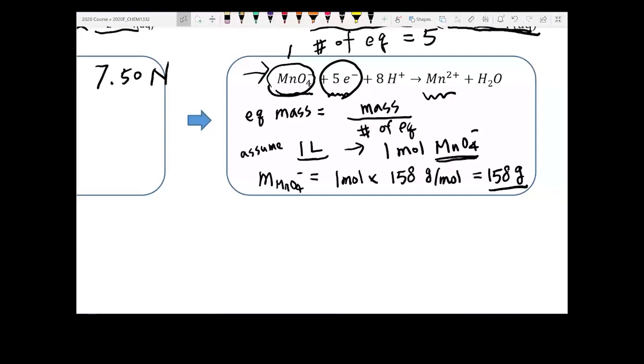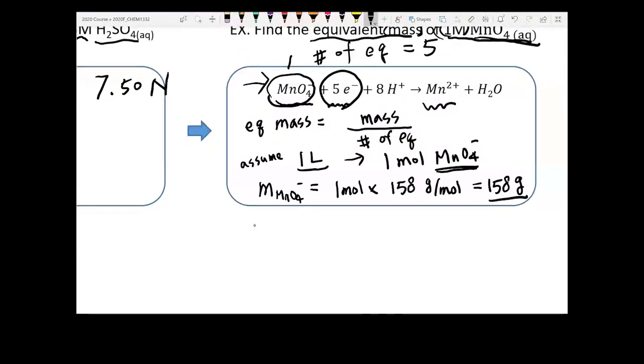Then you know the equivalent mass will simply equal the molecular weight of your MnO4- divided by the number of equivalents. That will equal 158 divided by 5. So that will give you the equivalent mass equal to 31.6 grams.